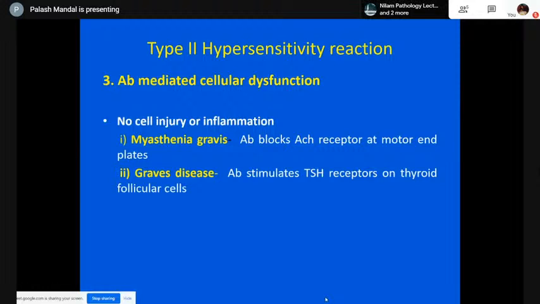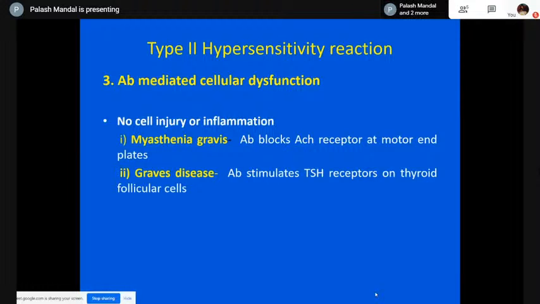What is that something else? The antibody blocked the receptor at the motor end plate. These acetylcholine receptors, which were blocked at the motor end plate, led to weakening of the neurologic response, that is, the neural response that eventually leads to contraction of muscle. If it is not there, the muscle cannot contract, so that muscle will become weak. In myasthenia gravis, that is what happens.